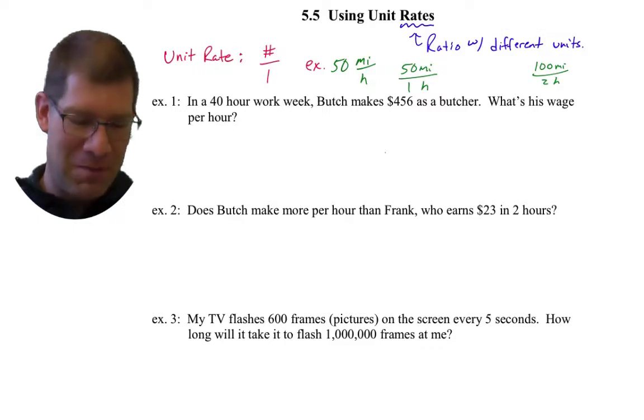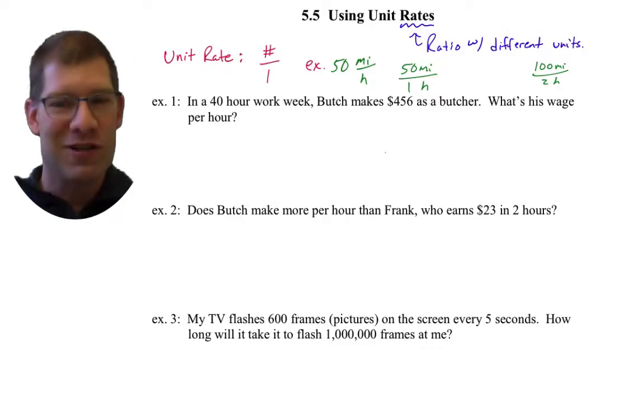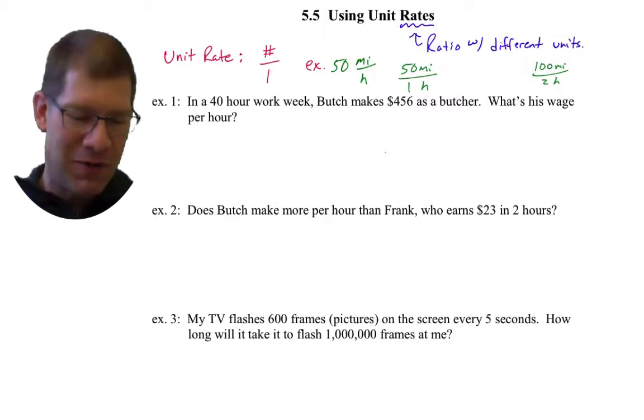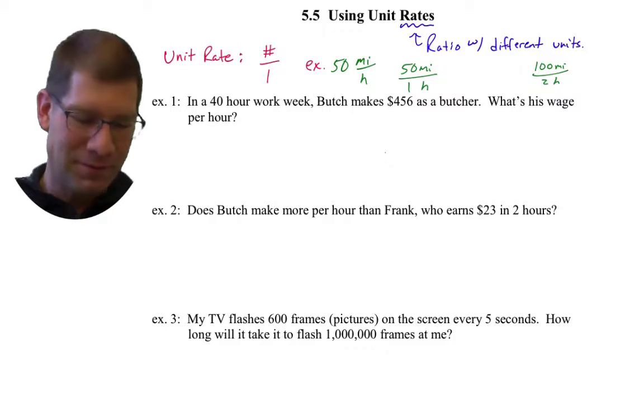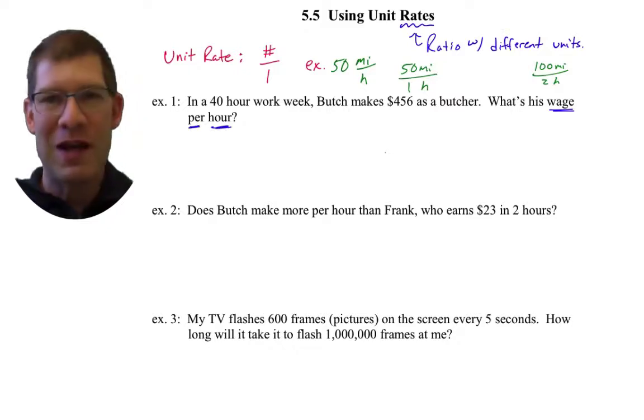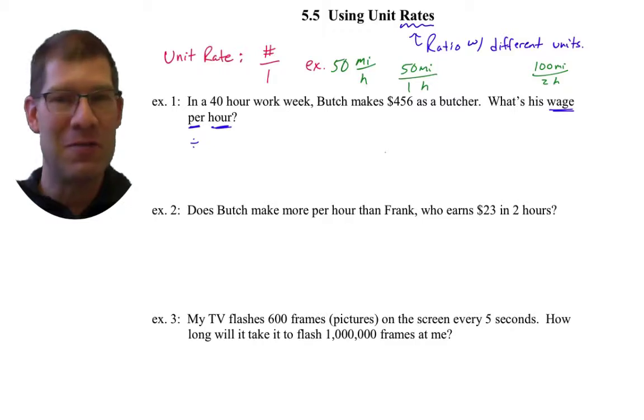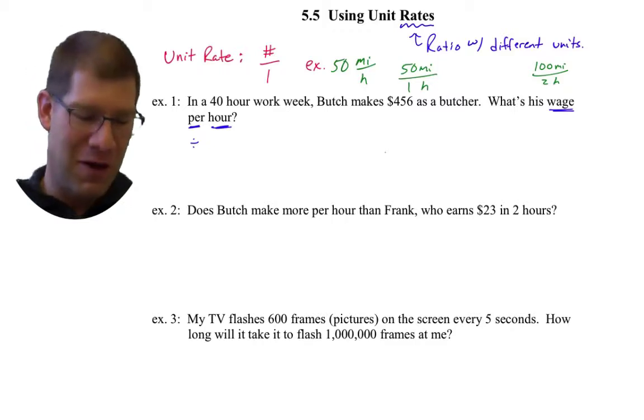So starting out here with our friend Butch. Butch is a butcher, seems to kind of fit. So he makes $456 a week and he works 40 hours. So what's a unit rate for that? In his wage, so wage would be like how much he gets paid per hour. So if you go back to per means division. So in other words, we need to do the wage, the amount he makes, divided by the number of hours.